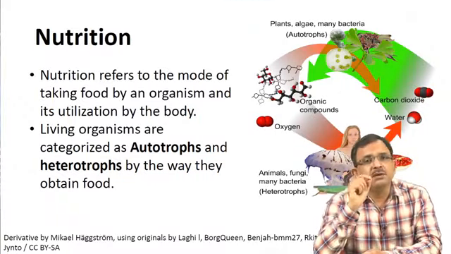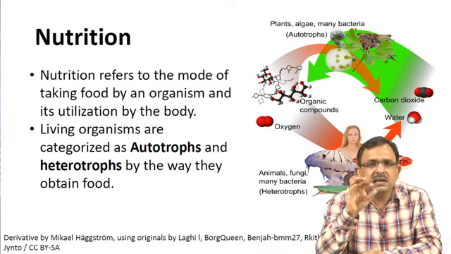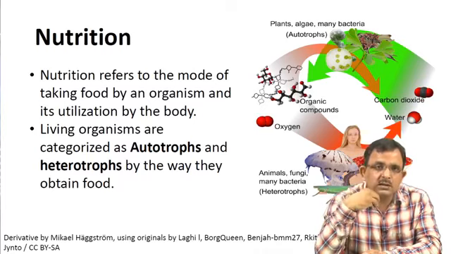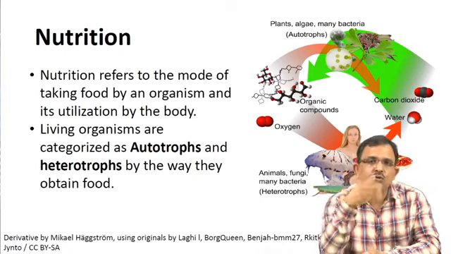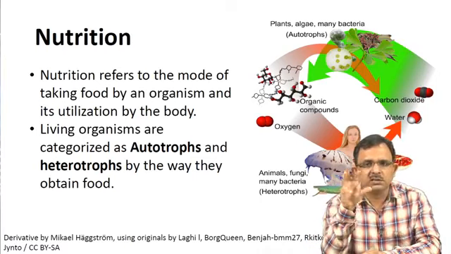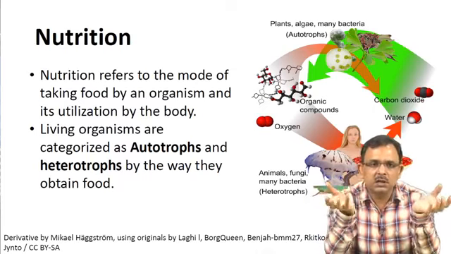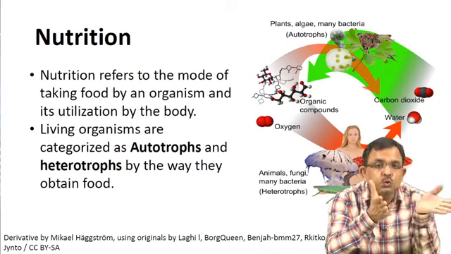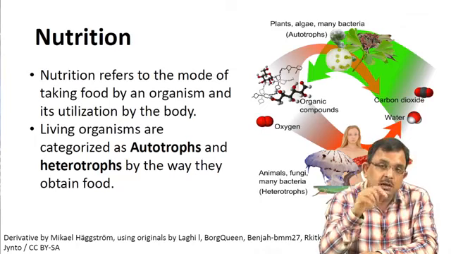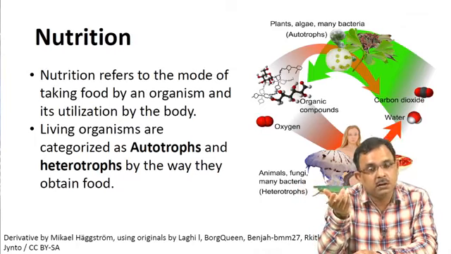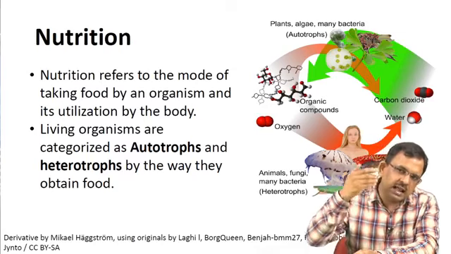Then comes the concept of nutrition. What is nutrition? Nutrition is basically the mode of taking food by an organism and its utilization by the body. That is, how you take your food and how you utilize it in your body, that whole process is called nutrition. And if you see the nutrition in the living organisms, they are broadly categorized into two types, autotrophs and heterotrophs. So this is the concept which you need to deal maybe at the class 8 or class 9 level in your class. So when you are dealing with it, the content can be a bit higher side.